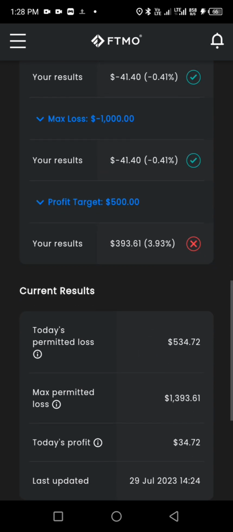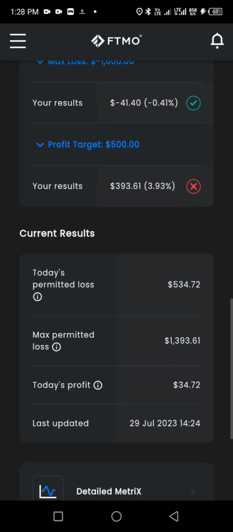And then I must, of course, hit a target of $500, which I have already made up to $393.61, making it a total of 3.93%. On the trial, you only have to make 5% of the total balance or capital you were given to actually pass it. And for now, I've actually made $393.61, and I look forward to continuing by Monday London session, like I earlier said.